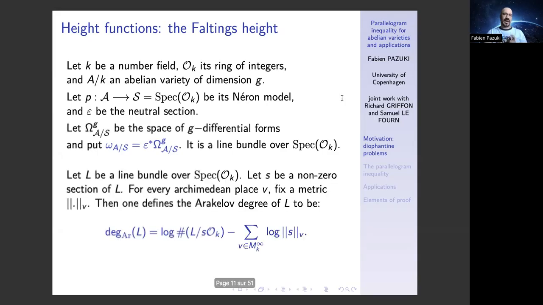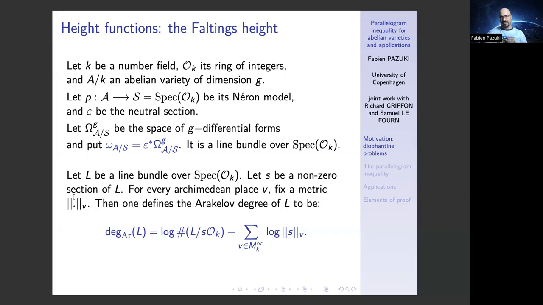So now, the second part of this slide is general. If you have a bundle over Spec O_K, there's a way to measure its size. And how do you do this? You pick a non-zero section s of L, so an element that is non-zero. And then for every Archimedean place, you're going to fix a metric. So to measure the size, you have to decide how you're going to measure distances, if you want, on your bundle.